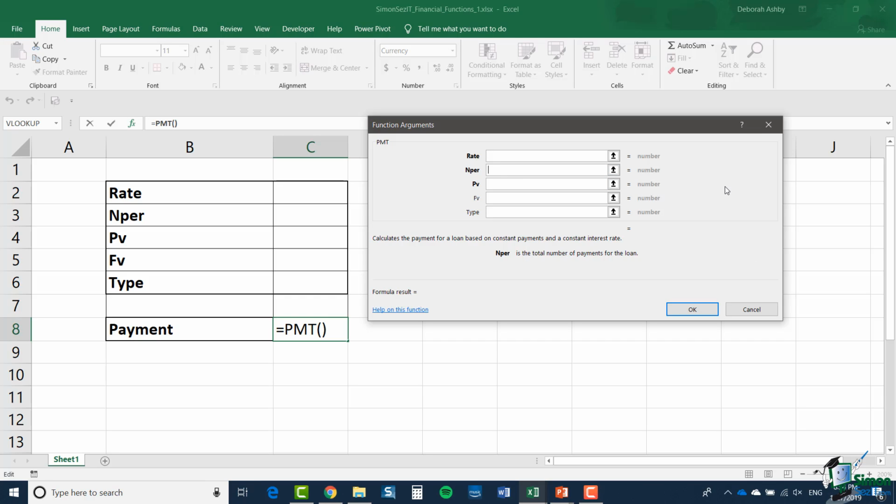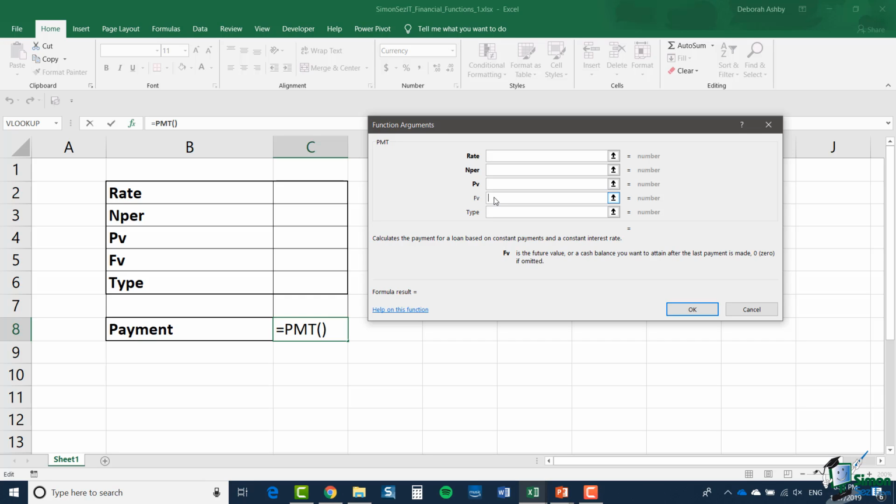Next, we have NPER. This is the total number of payments for the loan. So on a 5-year loan on monthly payments, that would be 60. PV is the present value. Now, in this case, the explanation there is probably a little confusing. If you're thinking of a loan, in the case of a loan, that would be the principal amount or capital amount of the loan. So if we were borrowing $5,000, we would put $5,000 in there.